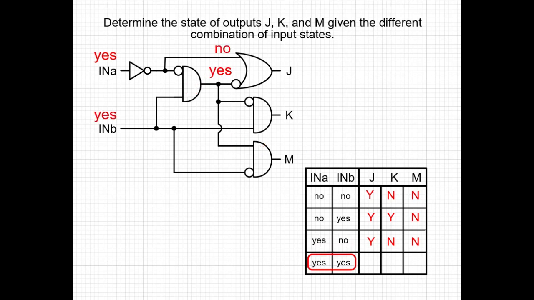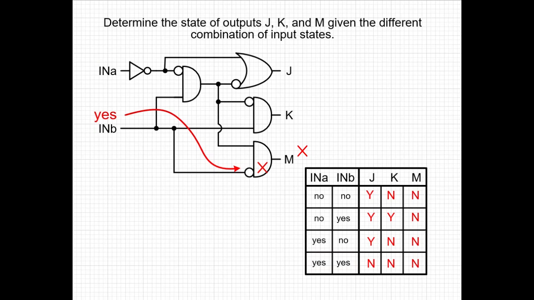The last combination, where both inputs of the J output OR gate are blocked. It only takes one inactive input of the K output AND gate to block it. And finally, an inactive B input means an inactive M output.